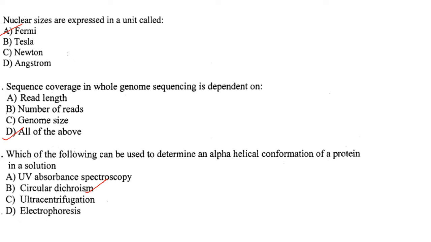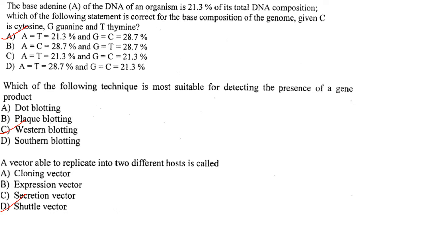Which of the following can be used to determine an alpha helical conformation of protein in a solution? So circular dichroism can be used. Answer is option B.